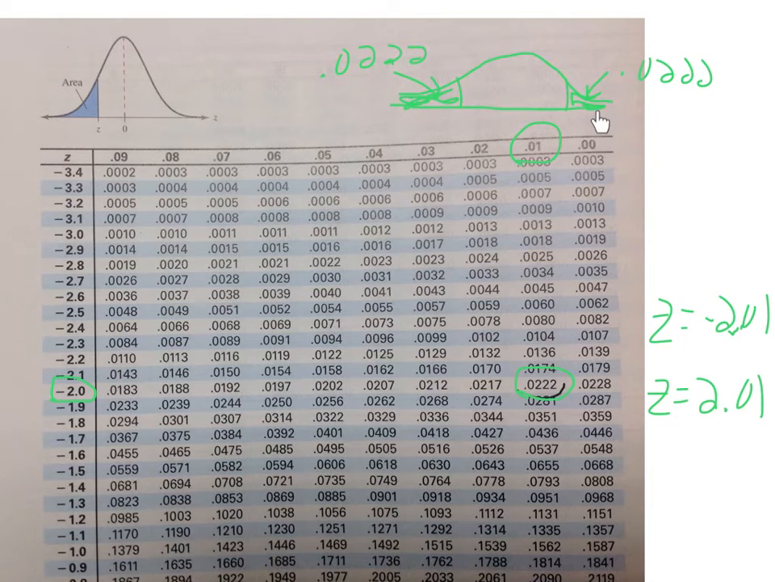Well, you also want this z-score, and by symmetry, it's just going to be the opposite sign. It's going to be positive 2.01. This thing's symmetric about the mean. Hope that helps.